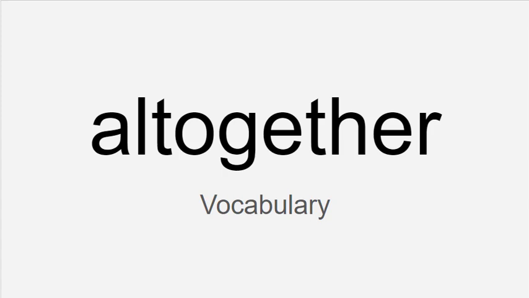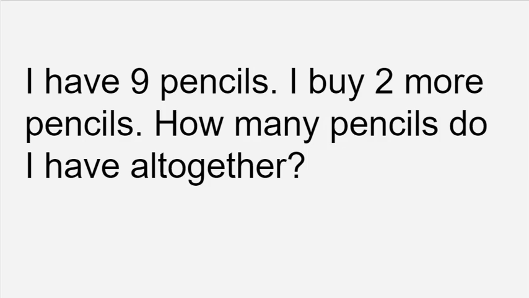Here's the next word, altogether. Copy the word altogether down. When you see the word altogether, it means you're going to put all of the numbers together, meaning you will add. Let's read a word problem. I have 9 pencils. I buy 2 more pencils. How many pencils do I have altogether? Altogether is usually in the question of the word problem. So we have 9, and then I buy 2 more. When I put them together, that's altogether. Well done.